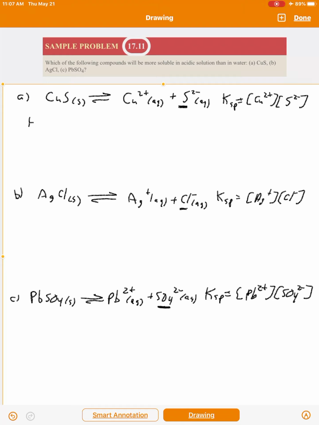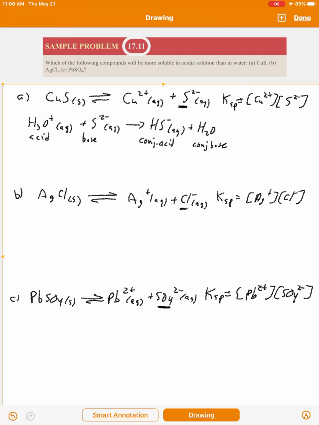The issue is, will the hydronium ion react with a sulfide ion to form HS minus? So this is acting as a Bronsted acid, this is acting as a Bronsted base, this is your conjugate acid, and then water would be the conjugate base.